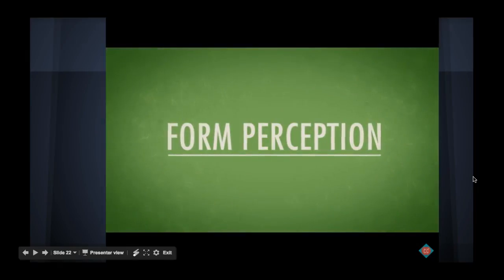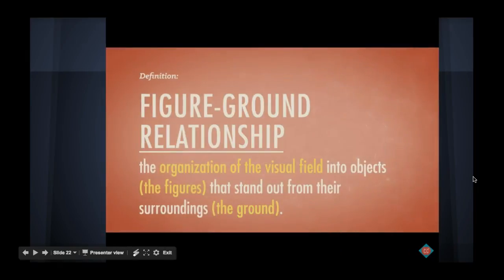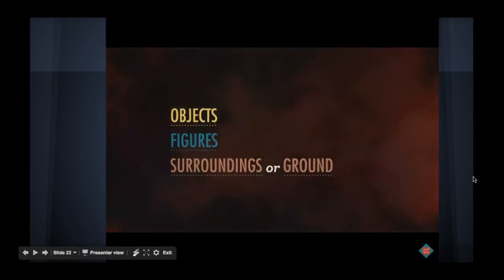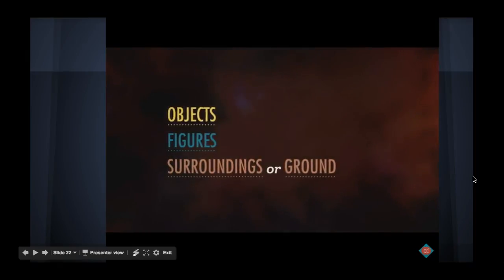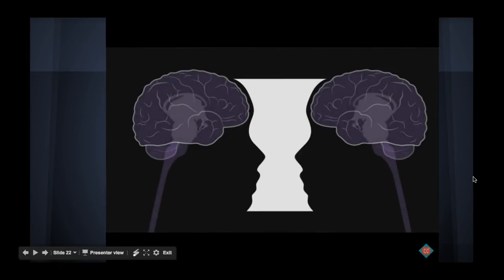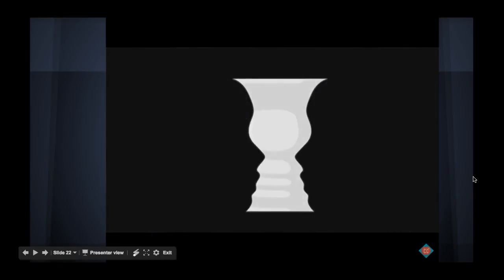Form perception. Take a neat little dynamic called the figure-ground relationship. It's how we organize and simplify whatever scene we're looking at into the main objects or figures, and the surroundings, or ground, that they stand out against. The classic faces or vases illusion is an example. Is it two faces against a white background, or a vase against a black background?